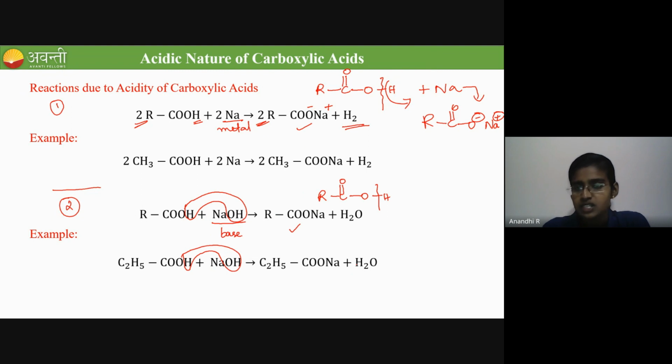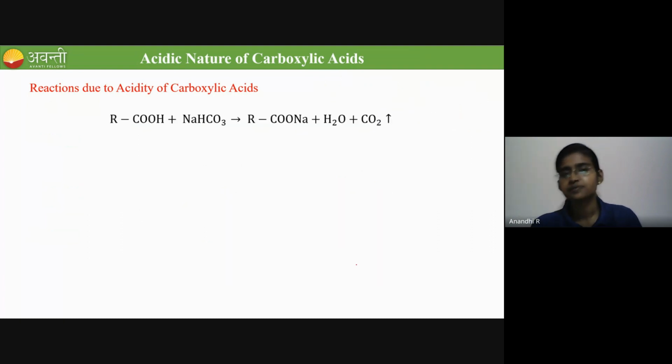So on reaction with the metal, hydrogen gas is evolved. On reaction with the base, water molecule is coming out. But the other product, the main product, remains same for both. Got it? Shall we move on to the next reaction?